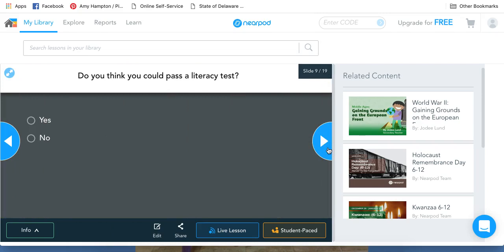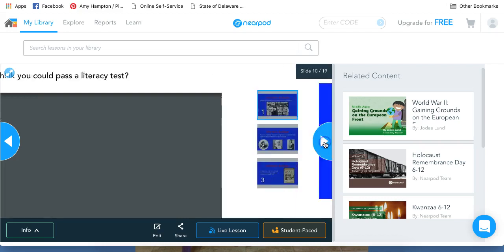And then I just added a quick online poll. It's a component of Nearpod, a little quiz poll they have: do you think you could pass a literacy test, yes or no? And then they would share that with me. Something quick to kind of reflect and move on.